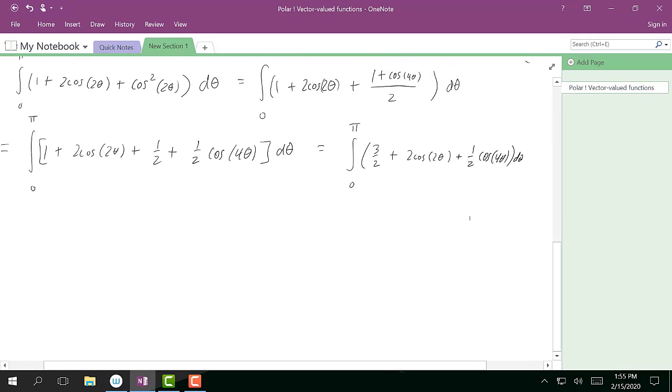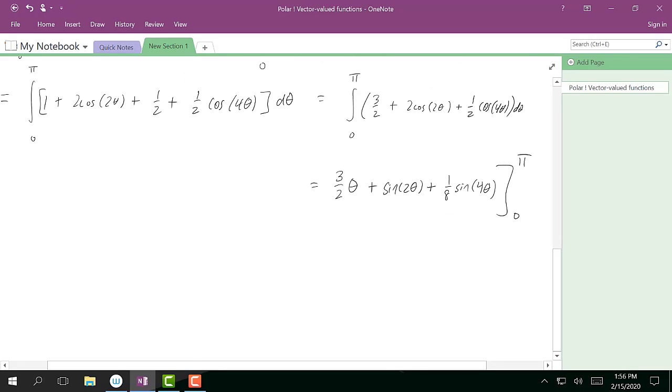Okay, let's see if we can figure this out. So what we're going to get is 3/2 of theta plus sine of 2 theta. Let's see if that's right. So, yep. And then plus 1/8 sine of 4 theta, from 0 to pi.